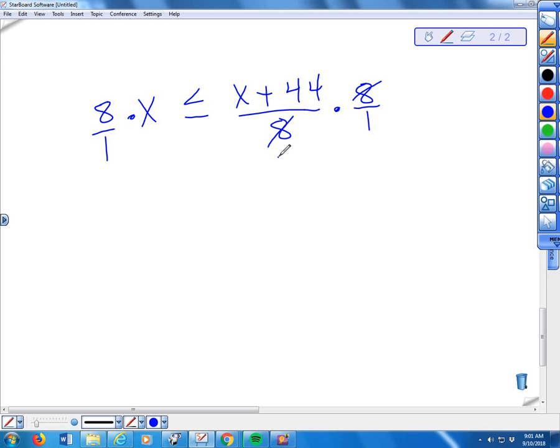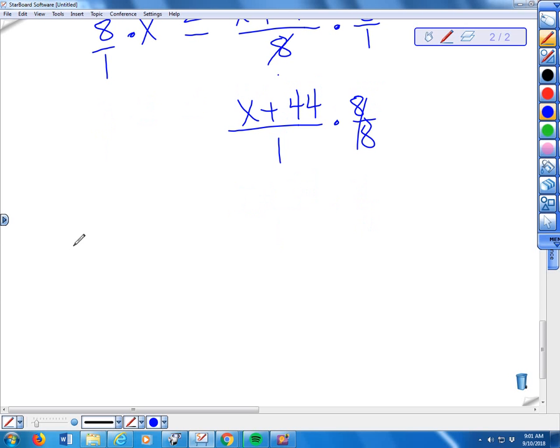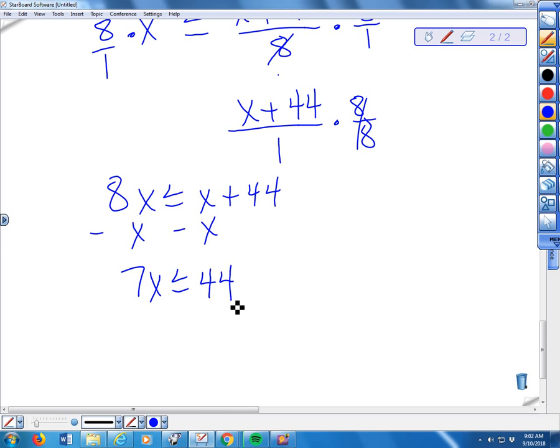8 over 1. Remember, I can rewrite this. Is that what I want to do? No. I can switch those because of the commutative property. And 8 over 8 is just 1, right? So all I'm left with on the right is x plus 44. So I have 8x is less than or equal to x plus 44. Now what? Subtract x, okay? 7x is less than or equal to 44. Now what?